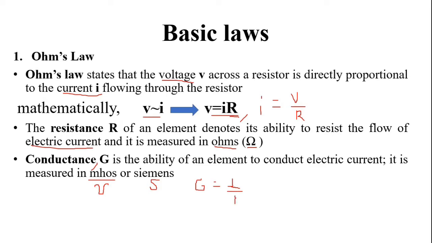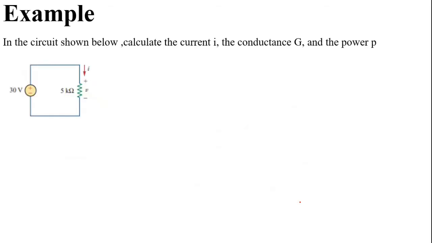So we can obtain the conductance of a given element just by dividing 1 by its resistance, and also we can obtain the resistance value of an element just by dividing 1 by its conductance value. Here is how to relate both conductance and resistance. So we can take this as an example.